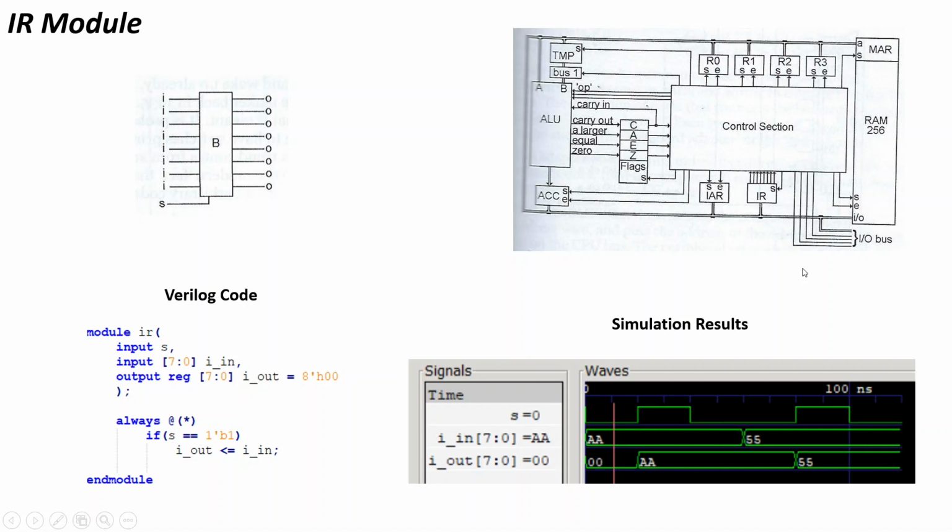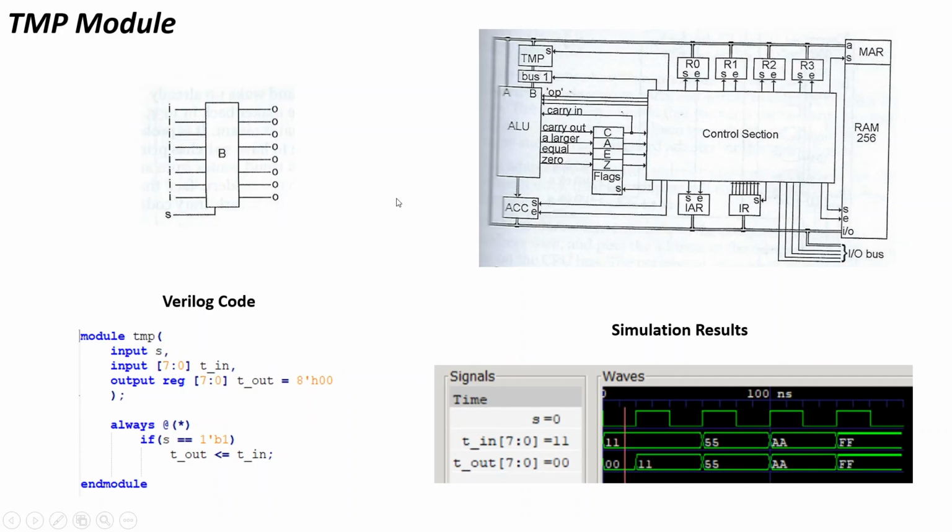Here's the IR module, which is simply a byte, and just has the set. Every time the set signal comes in, what's at the input propagates to the output. The TMP module is the exact same type of module, just a byte.